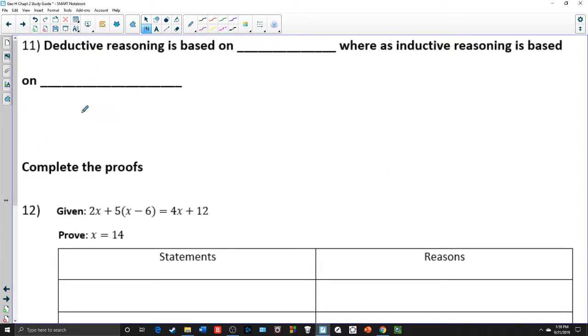So, one more before we get to the proofs here. Deductive reasoning, as we said before, is based on rules or logic, or you can say facts, reasons, anything like that. And inductive reasoning is based on examples, specifically past examples, so we'll just say examples here. Inductive reasoning is based on seeing something happen over and over again, and assuming it's going to stay that way. Deductive reasoning is based on rules, logic, definitions, and reasons that you know are true, and you can come to the conclusion that way.